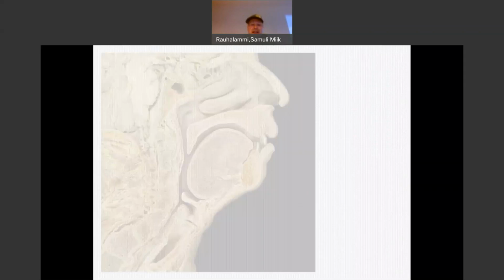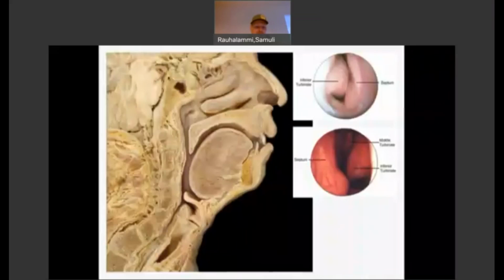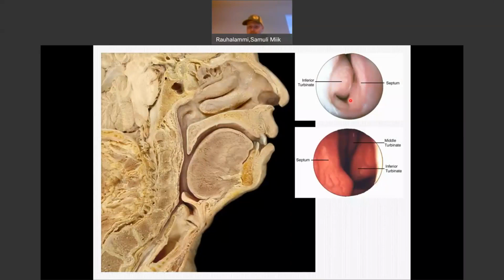Here I have a really nice dissection view that shows a lot of the respiratory tract that we discussed. And we can also see endoscopic images here on the right-hand side of normal and then swollen turbinate mucosa. The second one is normal looking. This is what I'd be looking to see. This is not what I'd be looking to see.